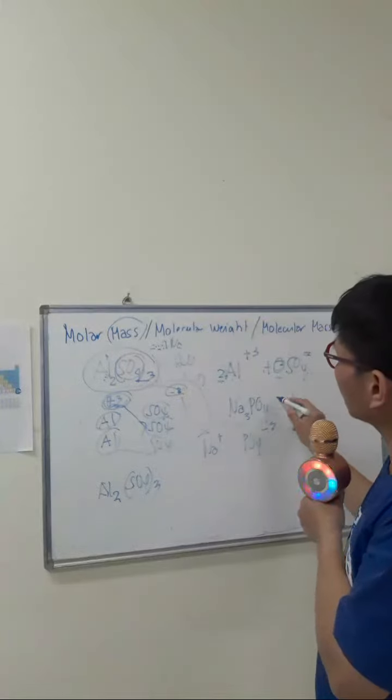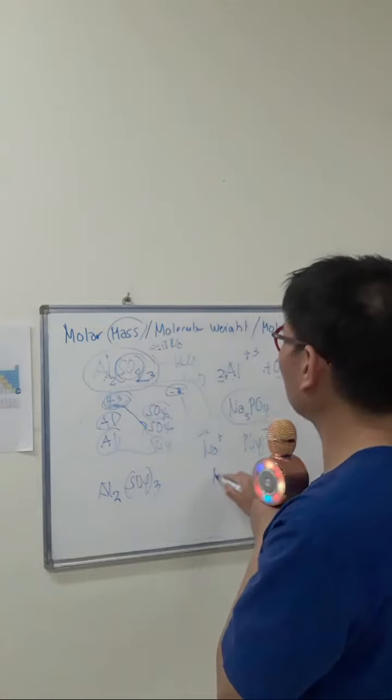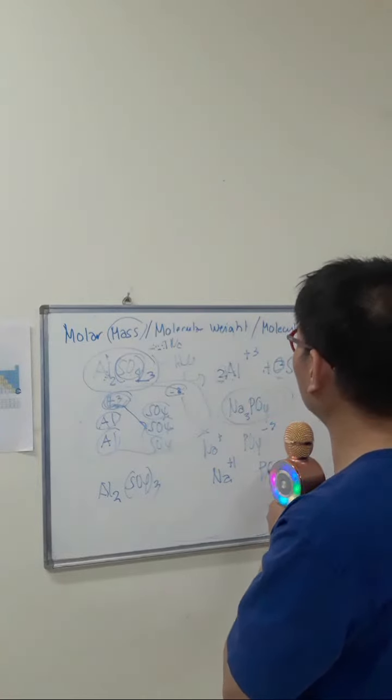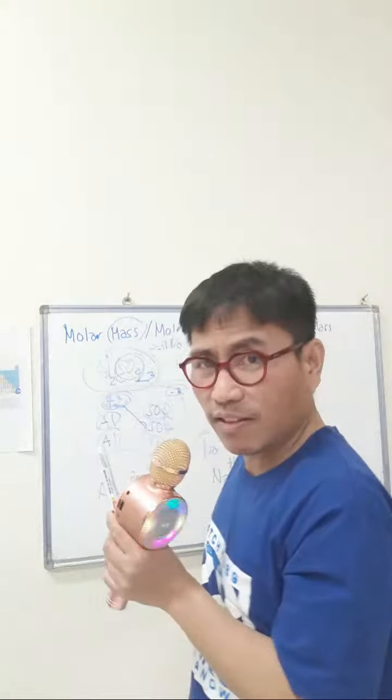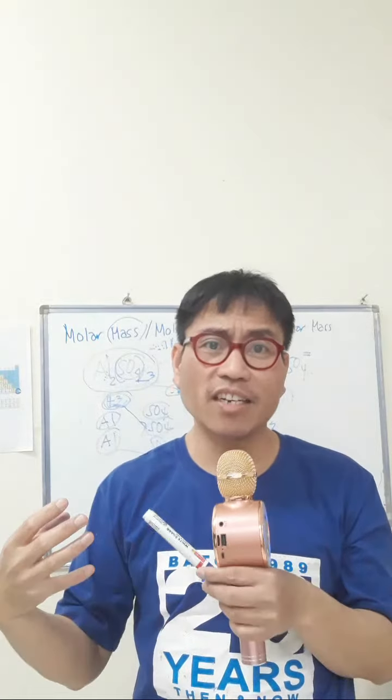Now, this is the first rule that we learn in our chemistry. Now, the other one will be like this. Sodium is positive 1. And phosphate, negative 3. Then crisscross, you need 3 sodium, because the charge of phosphate is 3. You need 3 sodium to compensate the equality of the charges.